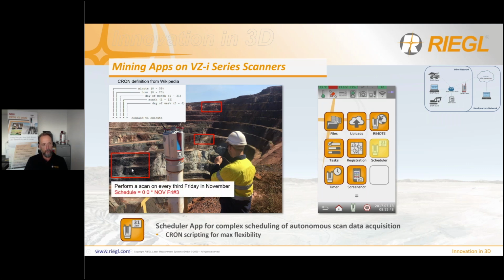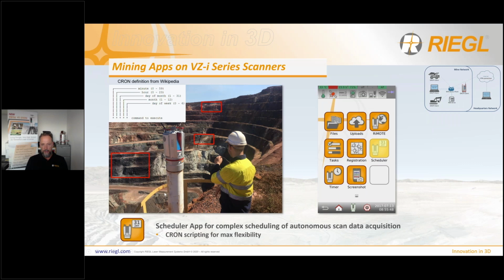And then a very exotic schedule, but just to show that it is possible, we want to scan that area on every third Friday in November. So we say schedule 0 0, so we scan at midnight. We don't need the day of the month. We define for month November, or simply 11, and day of the week Friday, or 5, followed by a hash and 3, which means the third Friday within this month.